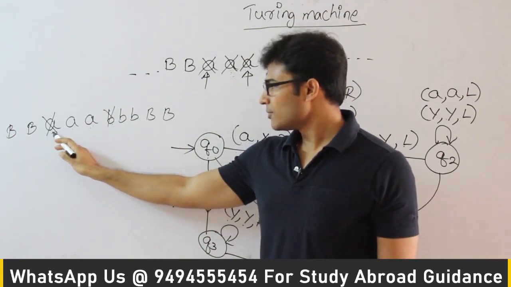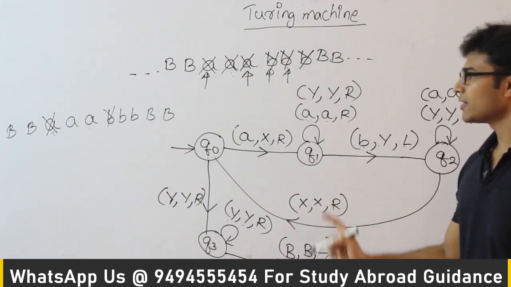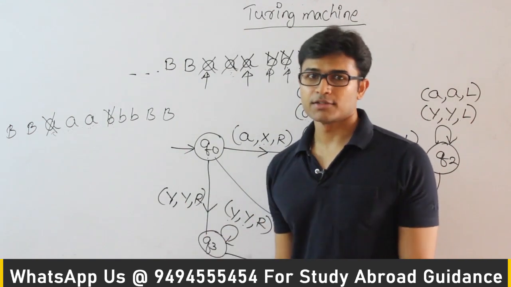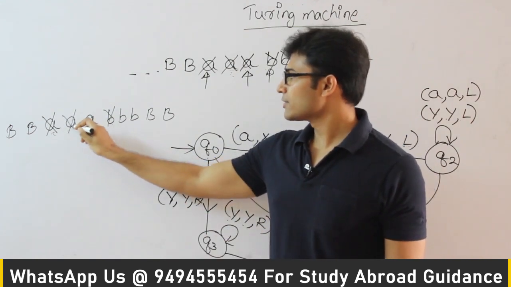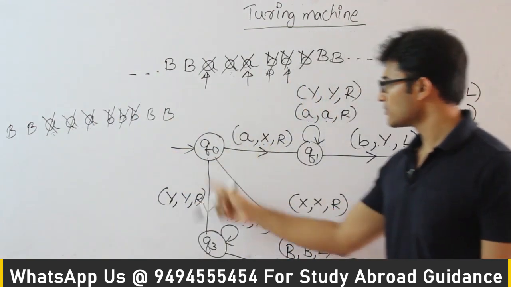And then after that, immediately I turn right. After seeing a first x, I immediately turn right, and if I find an a, the entire procedure repeats. What is the procedure? Make it x, make it y, make it x, make it y. That is how this is working.